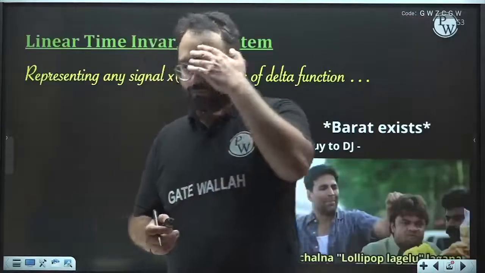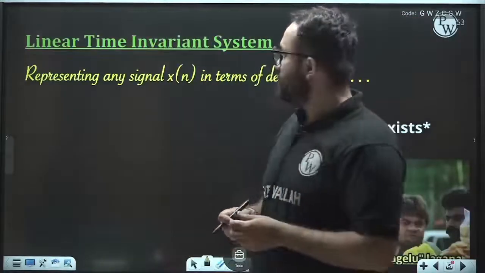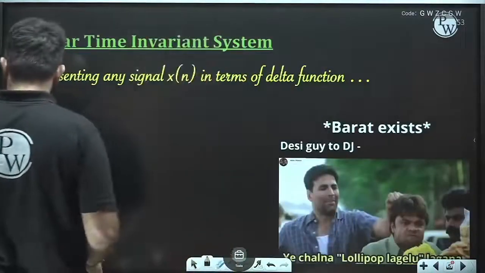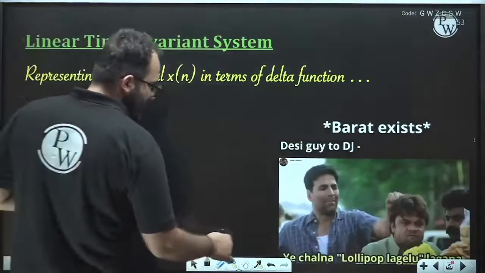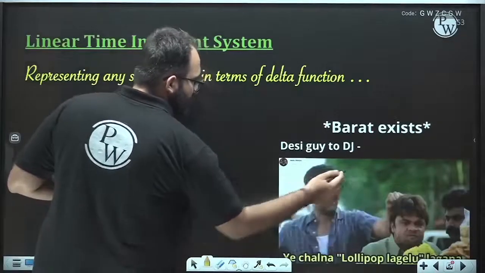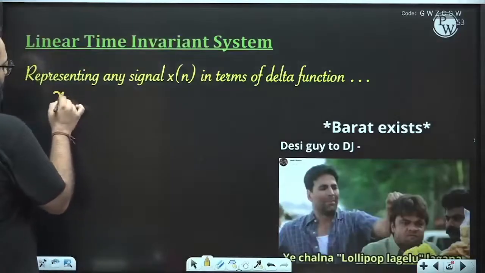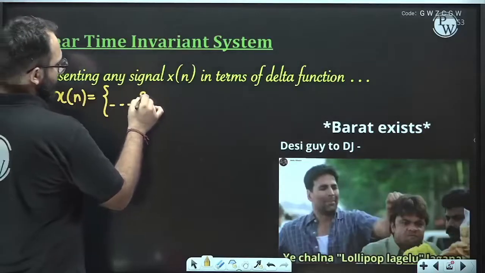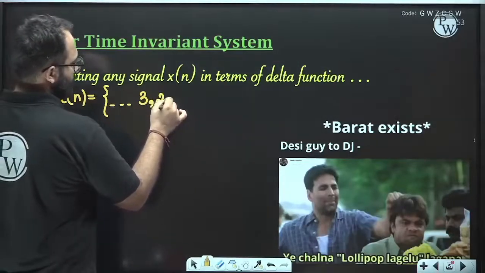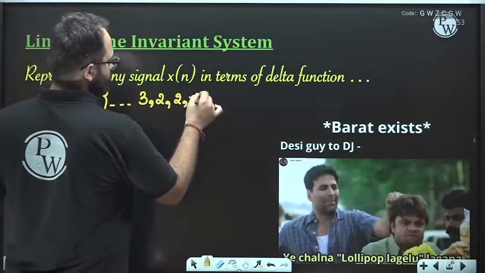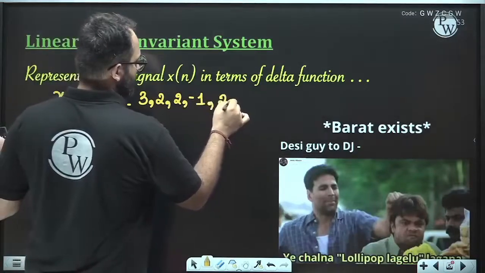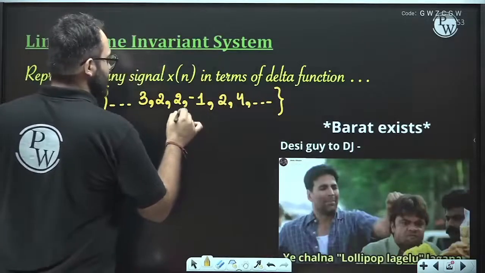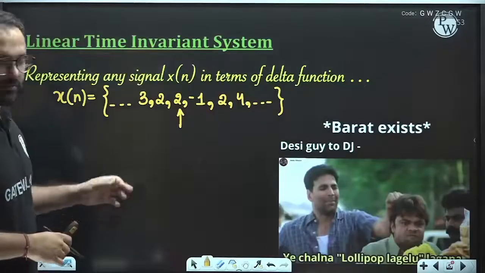First of all, let us start with the representation of any signal in terms of the delta function. Suppose we have any random signal x[n], and this is the zero location, let us say.